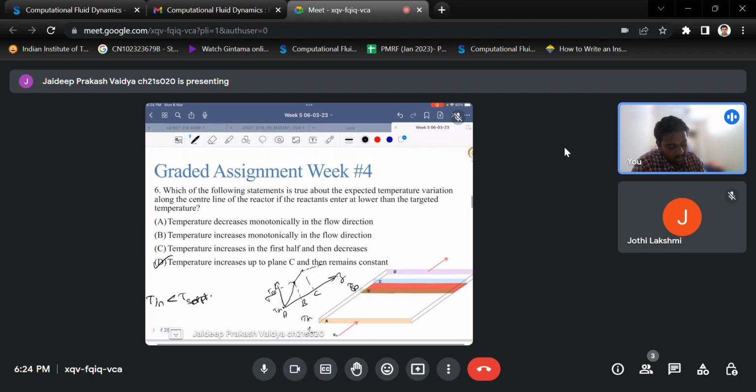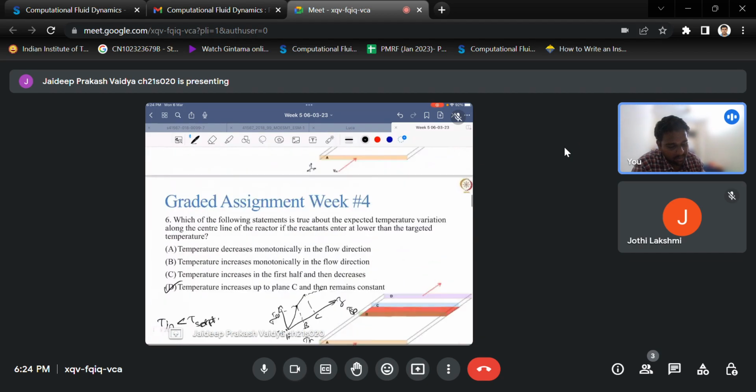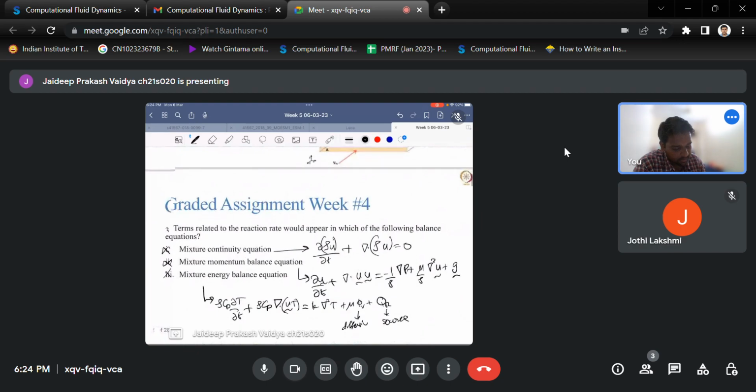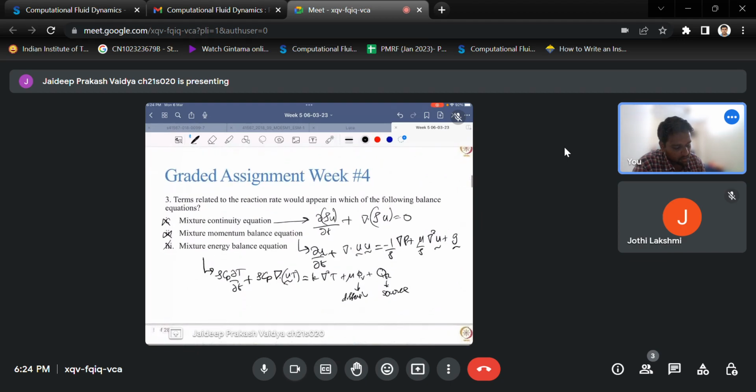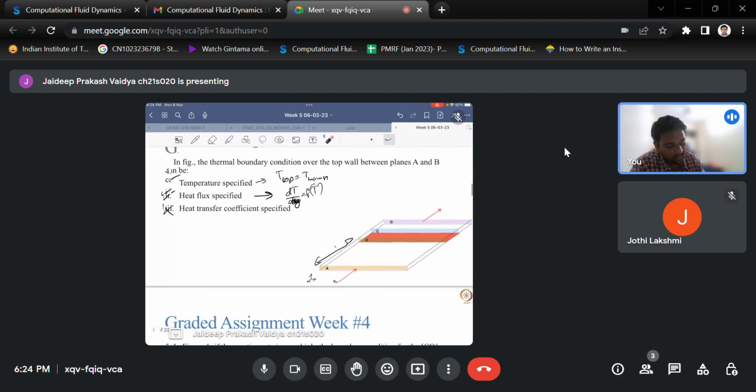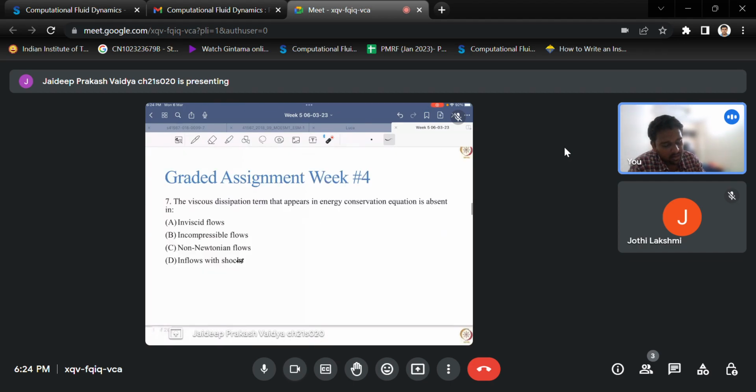We have written down the viscous dissipation term in the energy conservation equation. That is related to this mu times phi V, and we see that the viscous term goes away if it is an inviscid flow, and inviscid definitely refers to when the viscosity is zero. So if the viscous dissipation term has to disappear, then it has to be an inviscid flow. This is the basic definition of the inviscid flow.